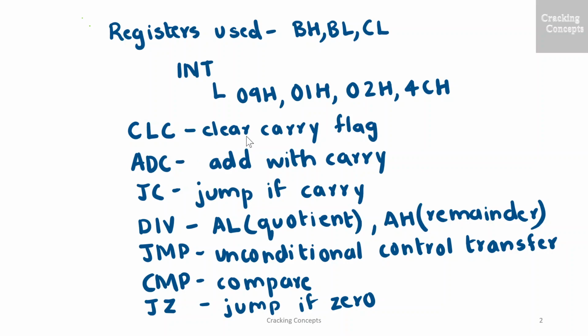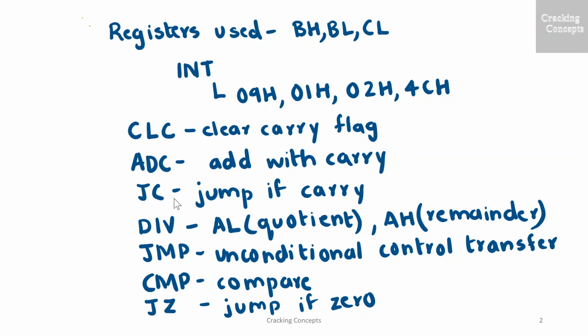CLC, which is to clear the carry flag. ADC, which is add with carry. It performs the same operation as an add instruction but adds the carry flag bit, which may be set as a result of the previous calculations, to the result.